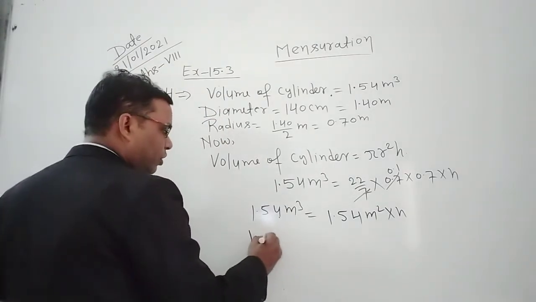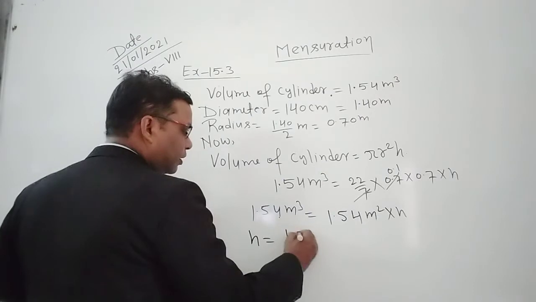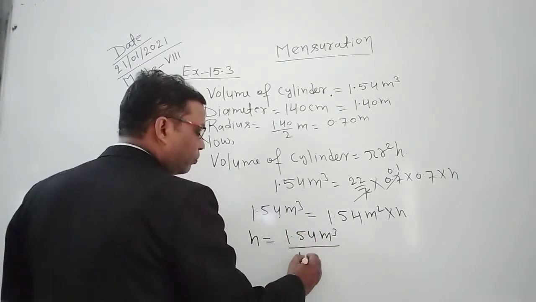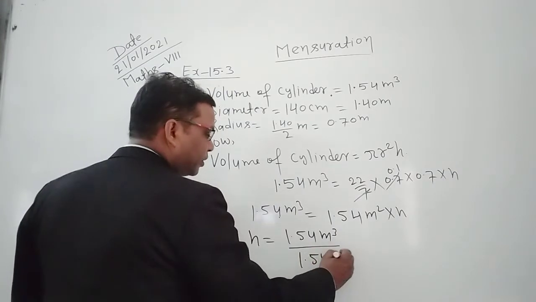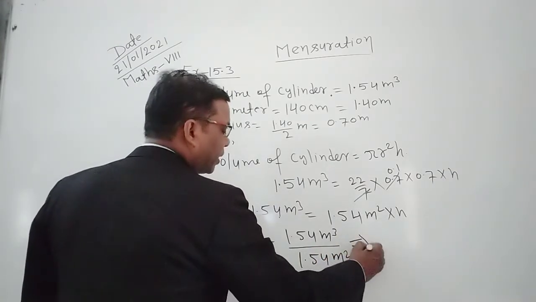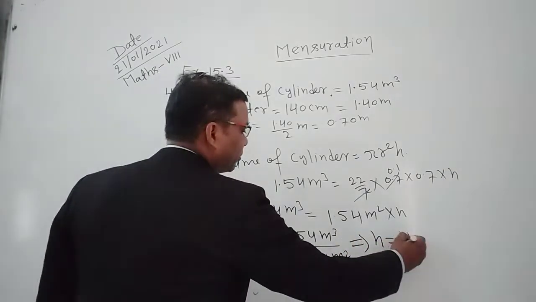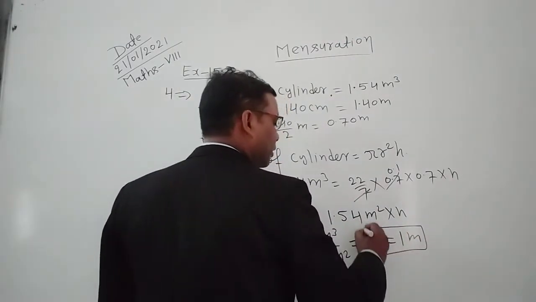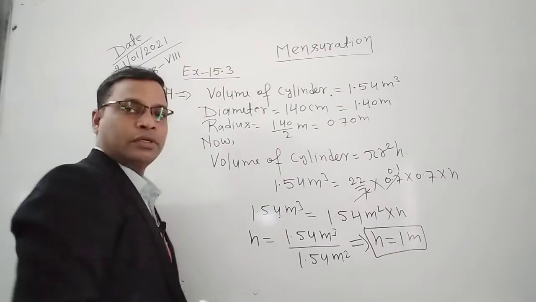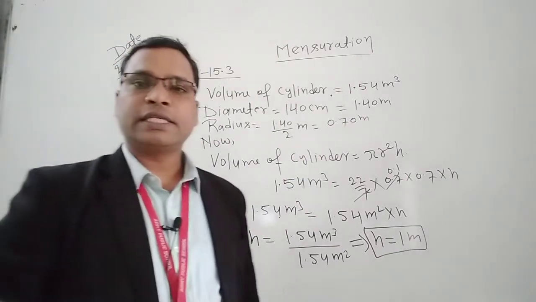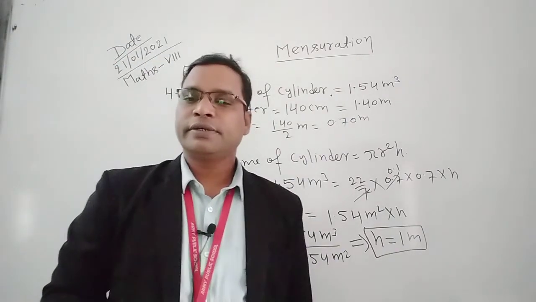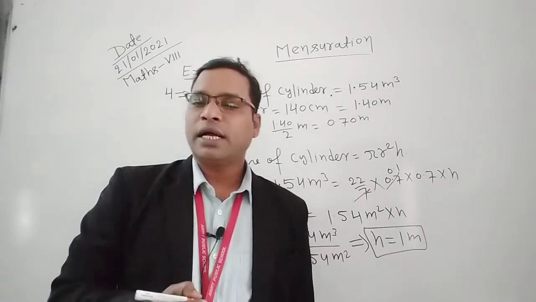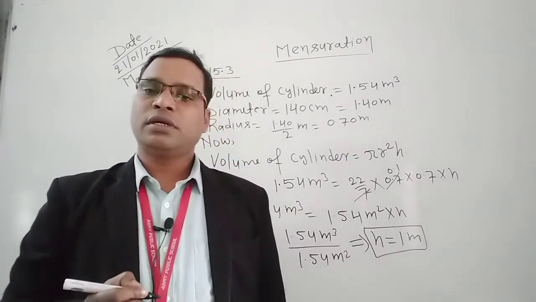So h is equal to, you can write, 1.54 meter cube by 1.54 meter square. This implies that h is equal to 1 meter. This is clear? So students, in this way you can see here the height of cylinder is 1 meter.